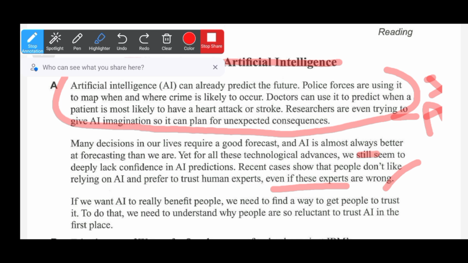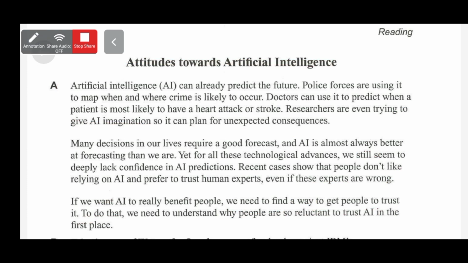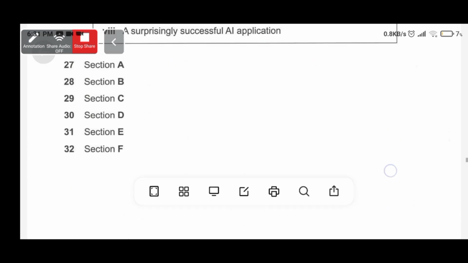In the second line, after the first line, you can see "almost better at forecasting than we are." So they are also comparing artificial intelligence with humans. They said artificial intelligence is better. And in the last paragraph they said why people don't trust artificial intelligence in the first place. They have raised a question: how to make people trust artificial intelligence.